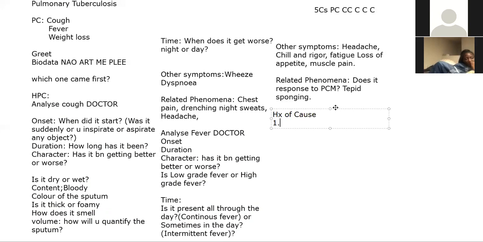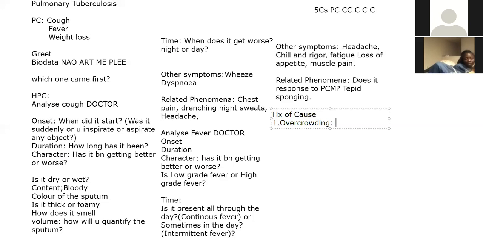So you want to make it in the way that... Yeah, you can ask that one. But you want to ask also about overcrowding. It's one of the major causes. Overcrowding. You understand? So how do people get it through overcrowding? How do you ask even the patient about overcrowding? How do you want to ask?